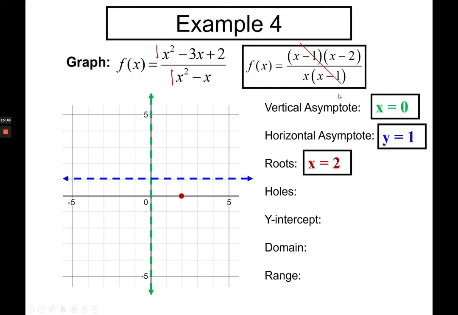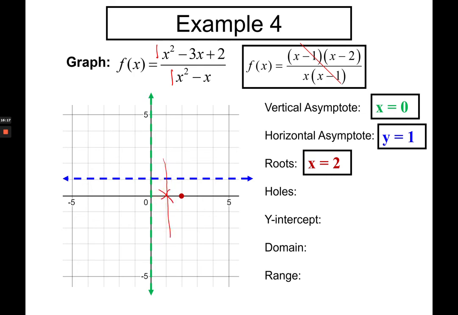Next, holes. Do you have a hole? Yes. Your root is only based on the uncancelled numerator. Your hole is based on the cancelled factor, which is x minus 1. We will equate it to 0. So your hole is on x equals 1. But it's not on the same level here. It's on 1, but not here.